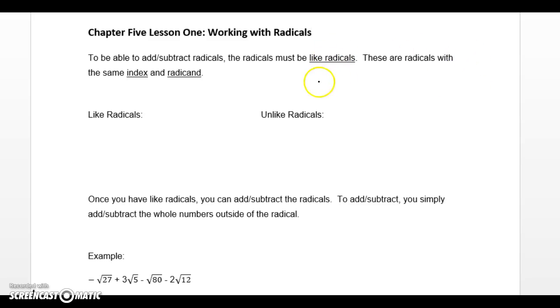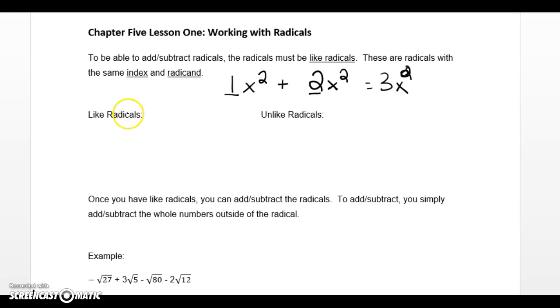You can think of this just like exponents and variables. Say we had x squared and 2x squared. These are considered like terms because they have the same variable and the same exponent. If we want to add these two together, we just add the coefficients, and we can assume that this one here is 1. So 1 plus 2 is 3, and the variable and the exponent stay the same. We'd be left with 3x squared.